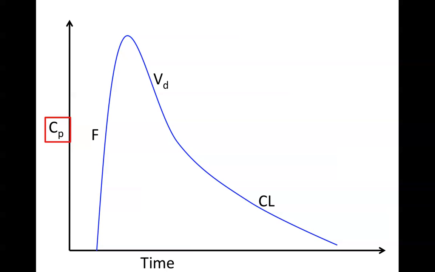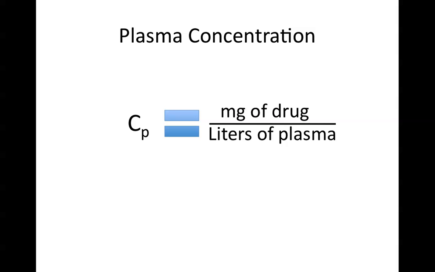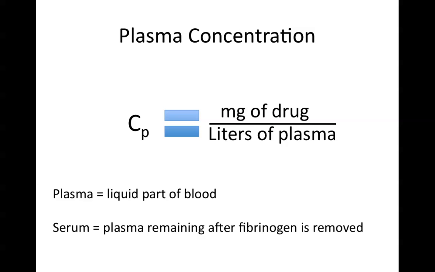So let's start with Cp, the plasma concentration. C is concentration, P is plasma, and that's just going to be equal to the mass of drug in the body divided by the liters of plasma in the body. Plasma is just the liquid part of the blood. That's the blood spun down and the cells removed. Red blood cells, white blood cells, platelets, etc.